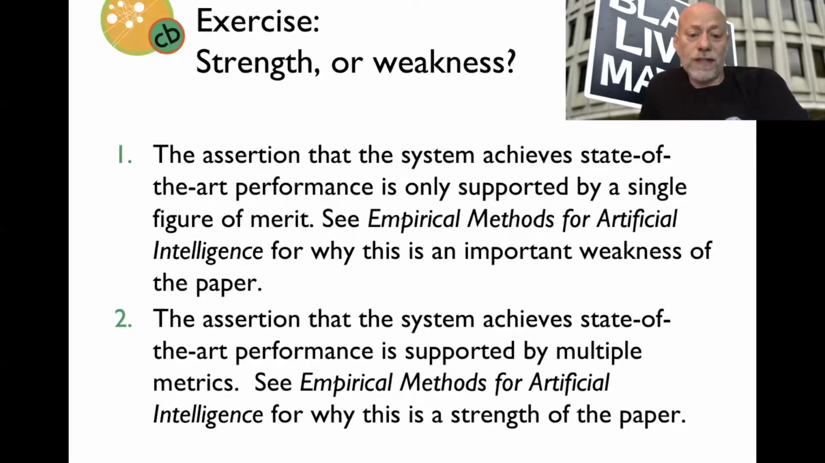Let's look at number two. The assertion that the system achieves state-of-the-art performance is supported by multiple metrics. See Empirical Methods for Artificial Intelligence for why this is a strength or weakness, of course, a strength of the paper. Now here, you're also helping the authors. What you're helping them do is explain better why they measured multiple metrics, why they reported multiple metrics, and how they can use that to strengthen the claims that they make in the paper.